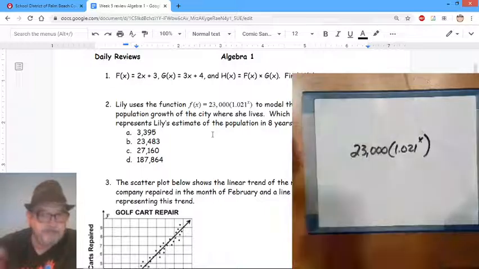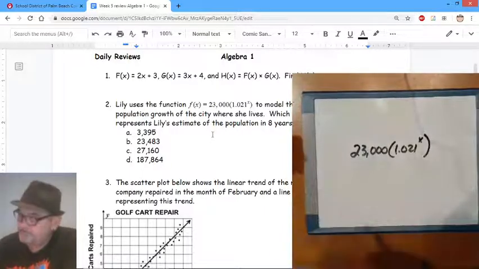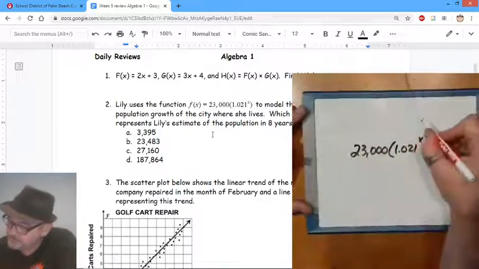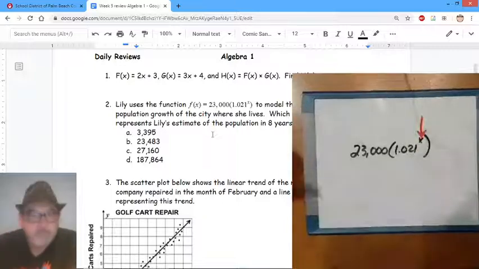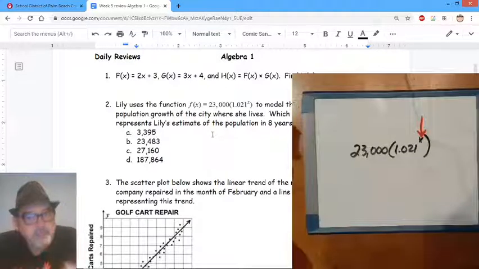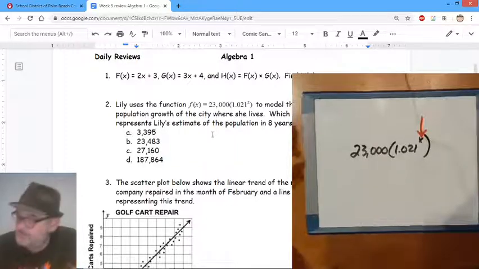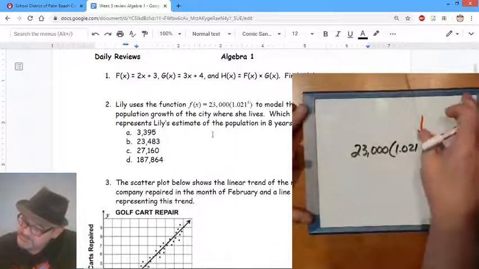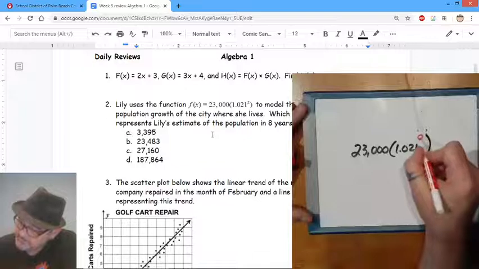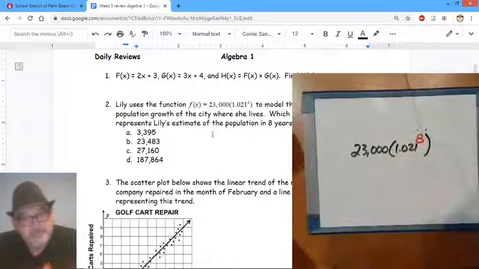All right, guys, where's the variable? There's only one variable in this problem, right there, x. And what are they giving us to put in place of x? They said it, 8 years, so the number 8. So we're replacing this with 8. So 1.021 to the 8th power.